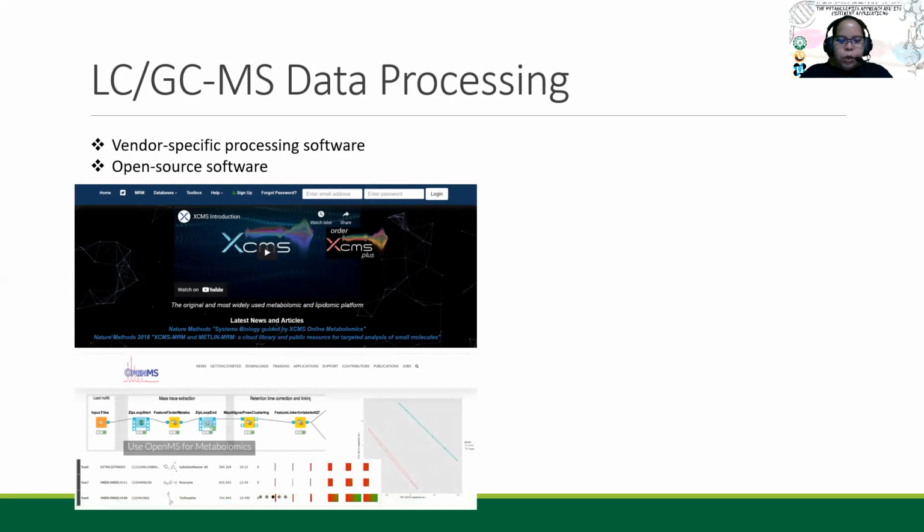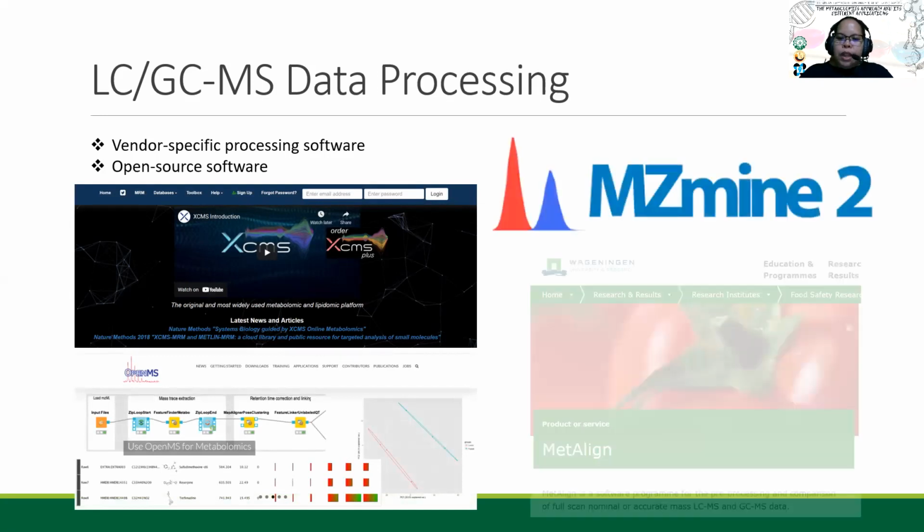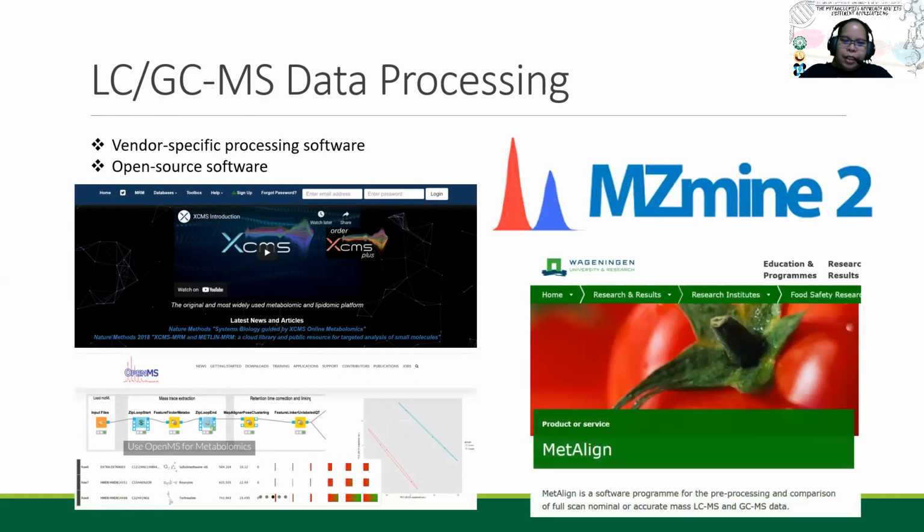Other softwares will include your OpenMS, MZMine2, and Metalign, and there's still a lot more. We will not go into so much detail for this part, but these are the more commonly used ones. There are still newly upcoming softwares that are being launched. But so far from what I know, a lot of people are using XCMS Online. This is also incorporated in Analyst, so we'll talk more about that later.